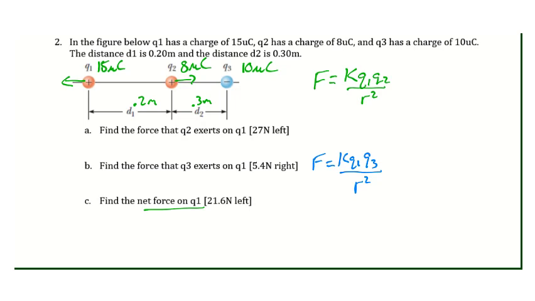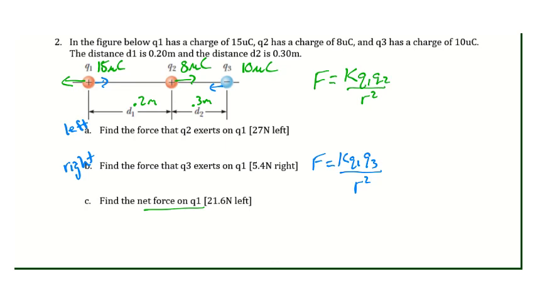Okay. And then we want to know the effect of Q3 on Q1. Well, they are opposite charges, so they're going to attract. So they're actually going to be pulled towards one another. So that means that the effect of Q2 on Q1 is repulsive, meaning left. And the effect of Q3 on Q1 is going to be attractive. When they attract, Q1 is going to go right. So without doing any math, I figured out the direction.